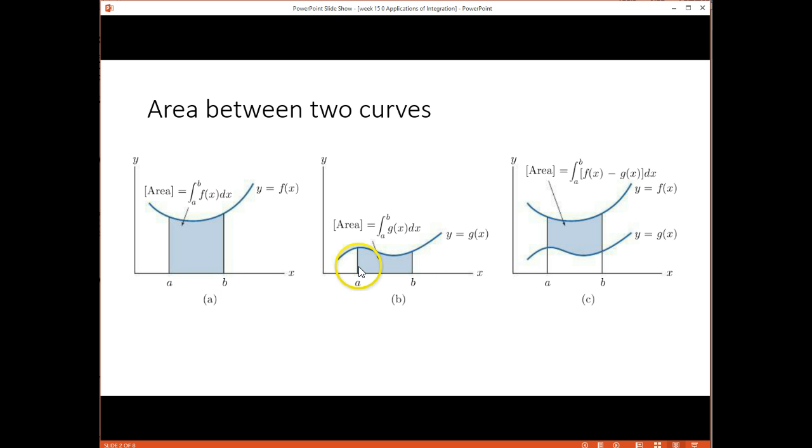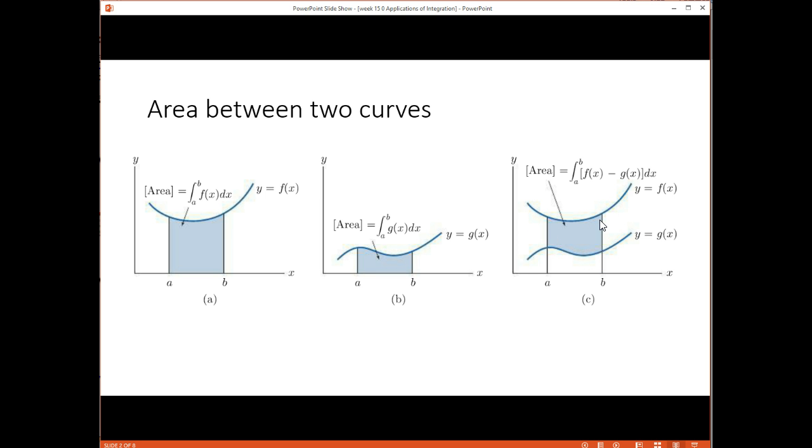Similarly, we can take the integral from a to b of g of x dx, and that'll give us the area underneath this curve, g of x, from a to b. Notice we integrated from a to b in both cases. Well, what happens when we stack these curves? If I stack these two curves on top of each other and align our a's and our b's, notice that I have an area between the two curves, and I want to calculate this area between the two curves.